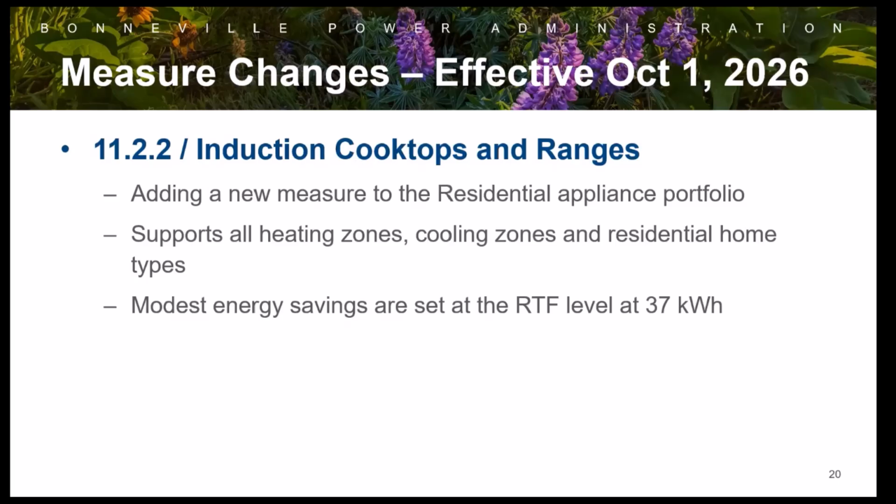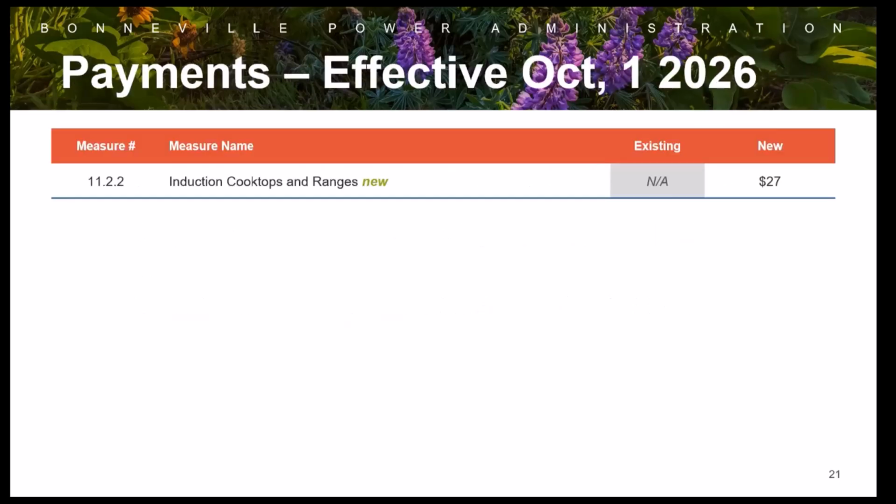Shatoya Parker has been spearheading this measure development, and she did work with planning to be able to offer a payment that was at the highest allowable level, which was great. The cost of induction cooktops and ranges can be anywhere from $700 to $3,000. And I personally know that customers have been asking for this for a while. I have also been asking for this for a while, so very excited to see this get implemented. So the payment for that new measure will be $27 per unit.